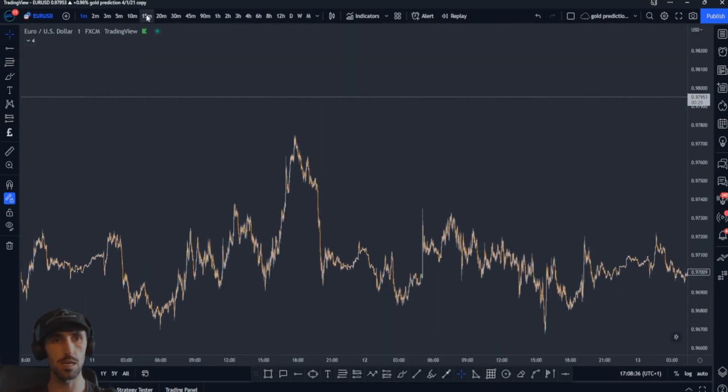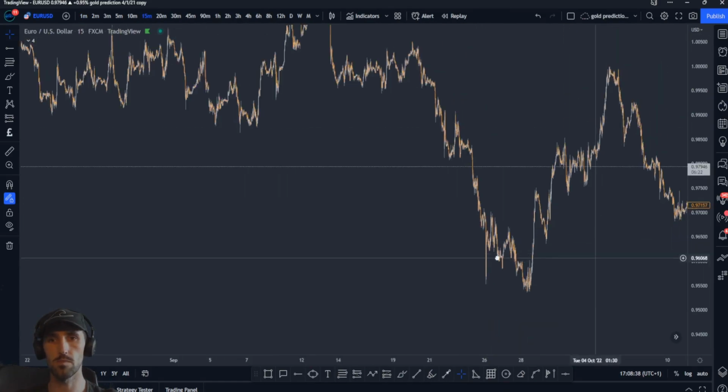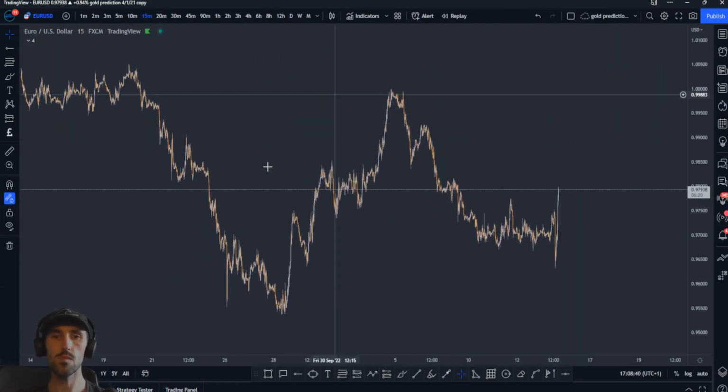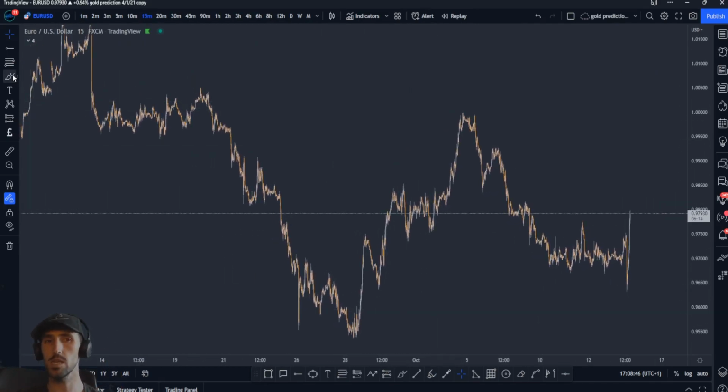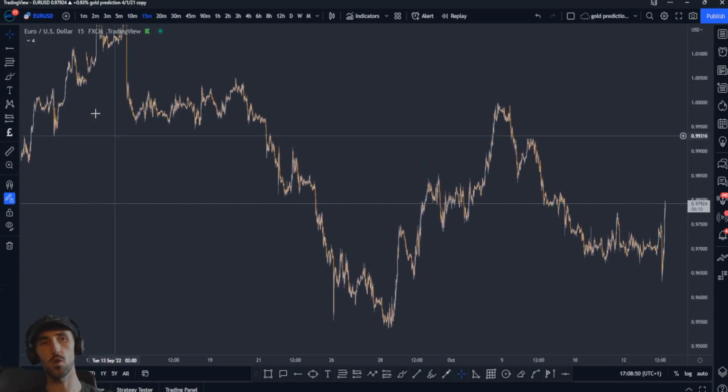So let's go on to a slightly bigger time frame here so we can start seeing what we got. Really simple stuff to look at. All we have to understand is every single range has an area that we'd want price to react at. Okay, now for this example, we're going to start off on the 15-minute time frame and we're going to be looking at this range.